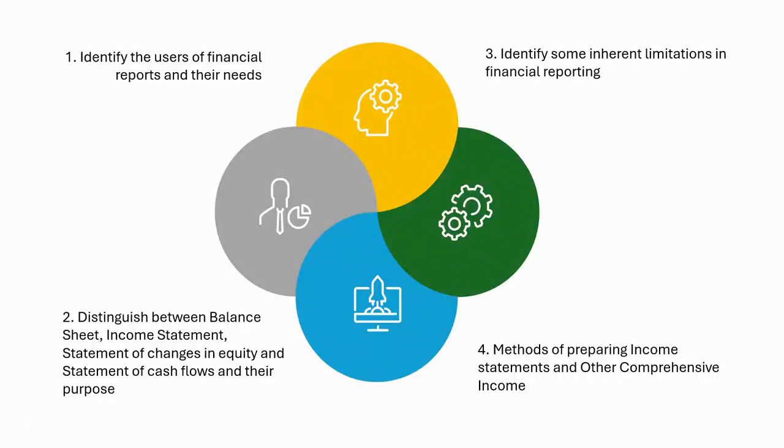In this chapter, we will study four purposes. The first is to identify the uses of financial reports and their needs. The second is to distinguish between the balance sheet, income statement, statement of changes in equity, and statements of cash flows and their purpose. The third, we will identify some inherent limitations in financial reporting, and the last but not least, methods of preparing income statements and other comprehensive income.